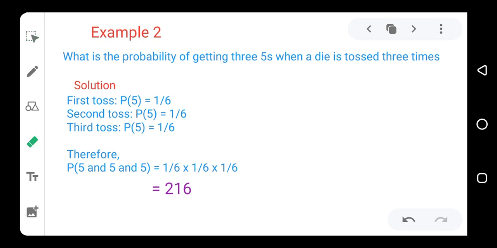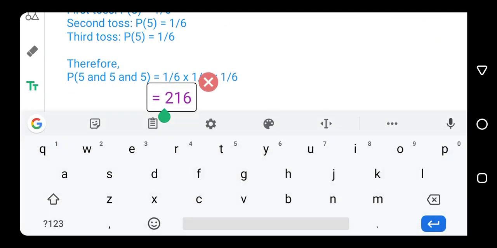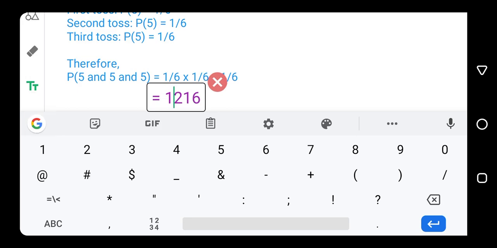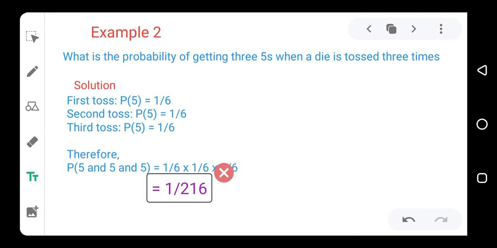That gives us 1 over 216. Since 1 times 1 times 1 is 1, that is the numerator, and 6 times 6 times 6 is 216. So this is the answer.